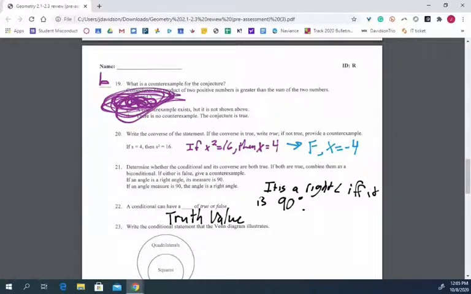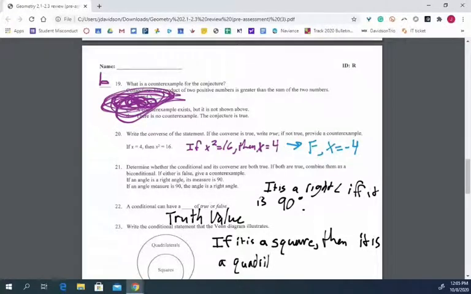Write the conditional statement that the Venn diagram illustrates. A conditional statement is what kind of statement? An if-then statement. If it is a square, then it is a quadrilateral.